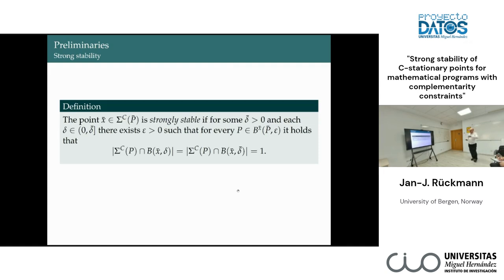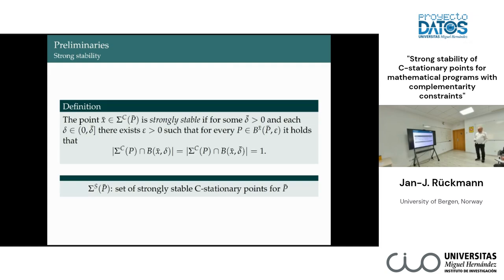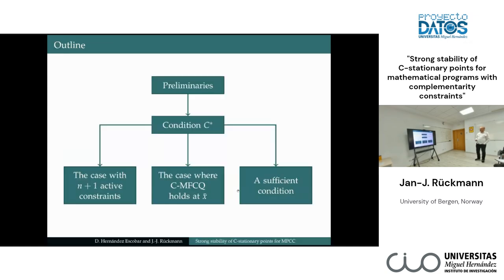Is it possible to describe strong stability for mathematical problems with complementarity constraints by algebraic terms? So we're using first and second order derivatives, and this is what's coming up in a moment. But this is a principal challenge. I would emphasize this again: a topological characterization and an equivalent algebraic characterization. Okay? So then sigma of P bar was the set of C stationary points, and CS is then the set of strongly stable C stationary points.